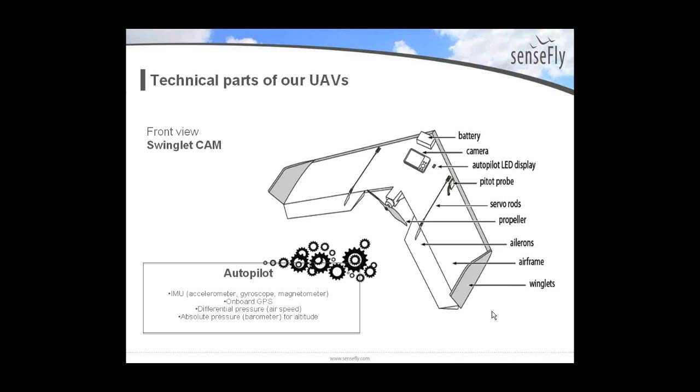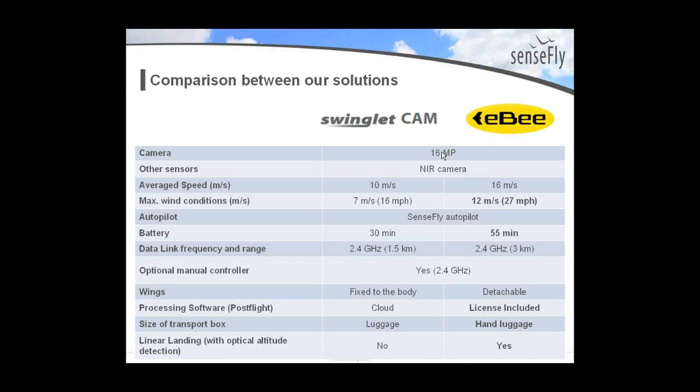And here's the difference between a comparison between solutions. I would suggest for the cost, I would personally own the eBee. They both have a 16 megapixel camera on board, and now even though this right here says there's not an infrared camera, there is an infrared camera that is available. The average speed is about 25 miles per hour for the swinglet and 45 for the eBee.